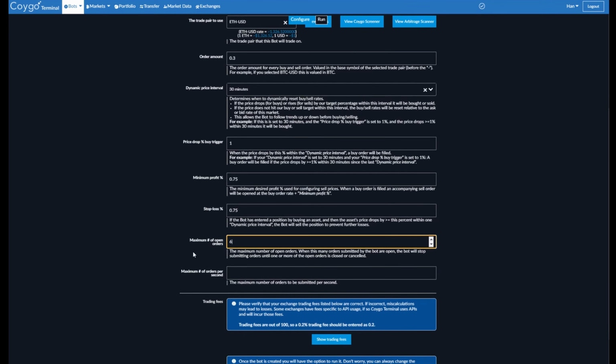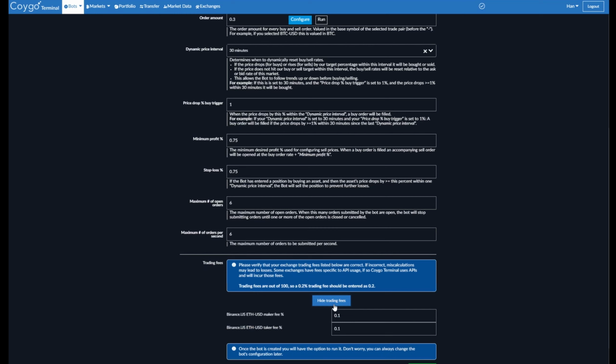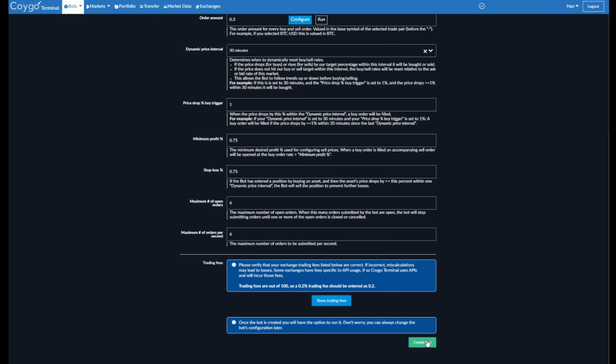Now here we have the maximum number of open orders. We have this set to 6. The maximum number of orders per second, I'll set this to 6 as well. Here you have the trading fees. It's been pre-filled with the default trading fees, which are correct for me, but you might have your own depending on your trading volume or VIP tier. And now I'm going to create my bot.